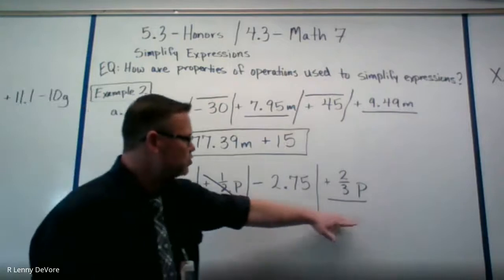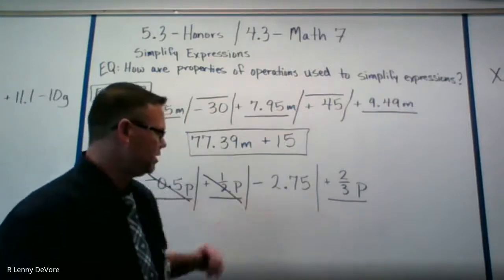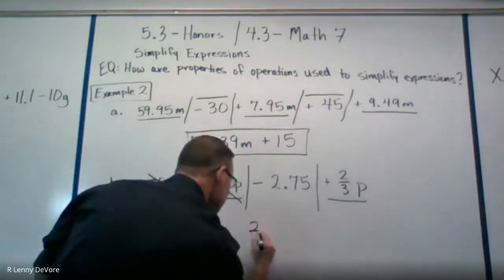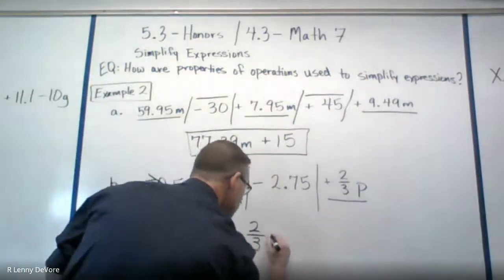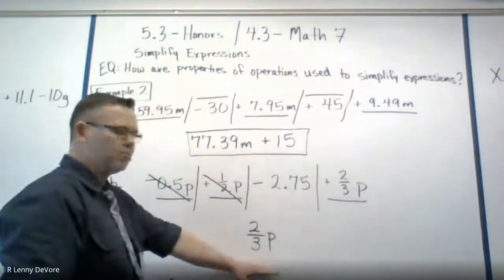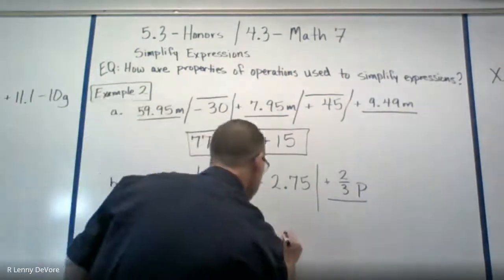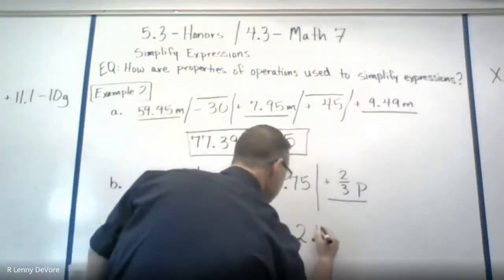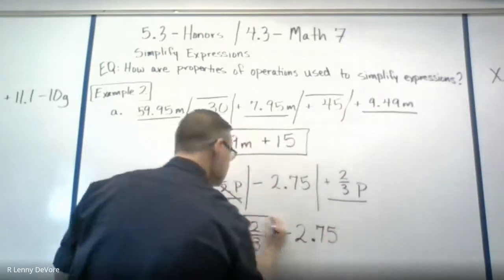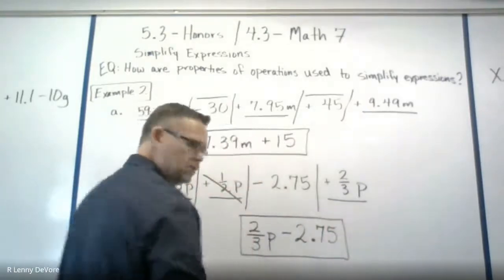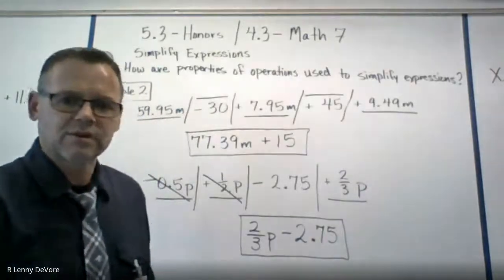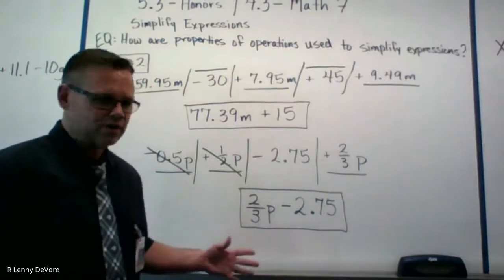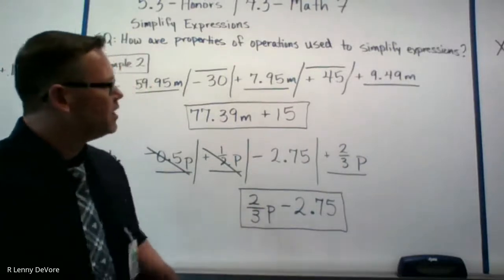At that point, I only have two terms left. They cannot be combined, so I just need to make sure they're in the correct order. Okay, so in other words, my answer here is 2/3 p, because like I told you in the last one, the term with the variable has to come first, and then minus, don't forget to bring that minus down, 2 and 75 hundredths. That ends up being our answer. Okay, guys? So here, let me turn it. There you go. Then you can see it, okay? So that ends up being our answer. All right, let's go to example 3.